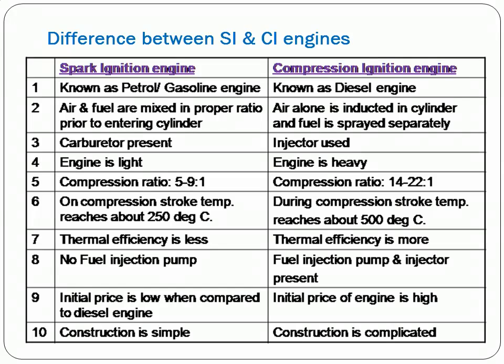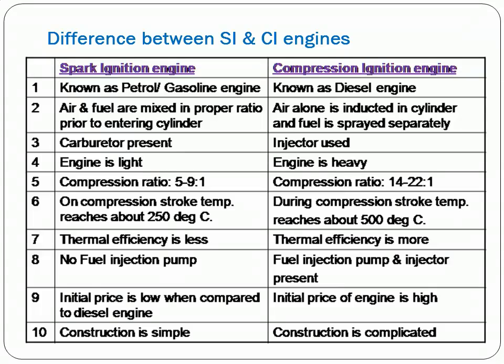So the first difference is the spark ignition engine is also known as petrol or gasoline engine, as the fuel used in this engine is mainly petrol, whereas compression ignition engine is also known as diesel engine because the fuel used is diesel.